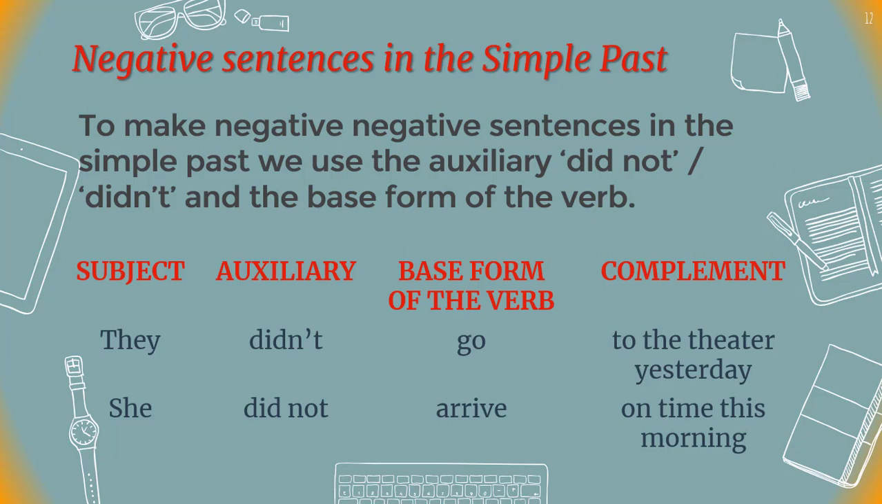Here we change from past to present. Entonces, aquí necesitamos colocar el sujeto, el auxiliar didn't. They didn't go. Aquí lo cambiamos de presente a pasado. Aquí, esa es la forma base del verbo. And the complement. They didn't go to the theater yesterday. Ellos no fueron al teatro ayer.